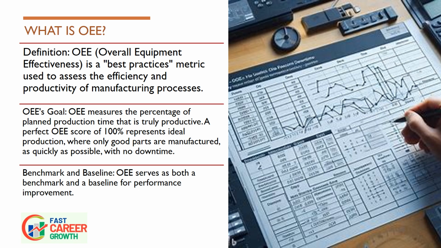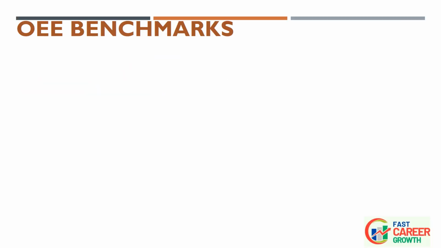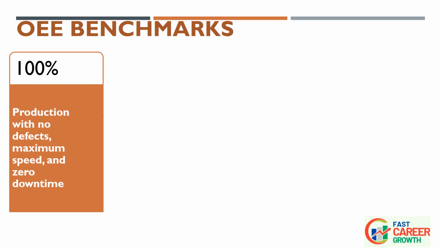Benchmark and baseline. OEE serves as both a benchmark and a baseline for performance improvement. As a benchmark, it can be used to compare the performance of a given production asset to industry standards, to similar in-house assets, or to results for different shifts working on the same asset. As a baseline, it can be used to track progress over time in eliminating waste from a given production asset.